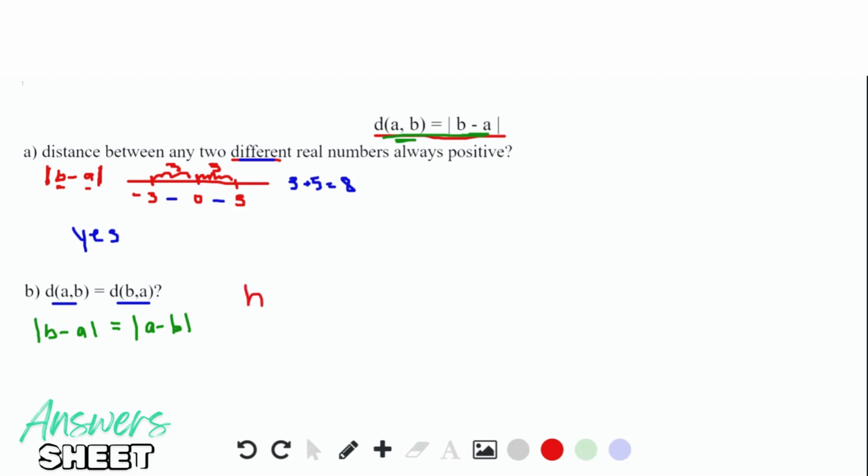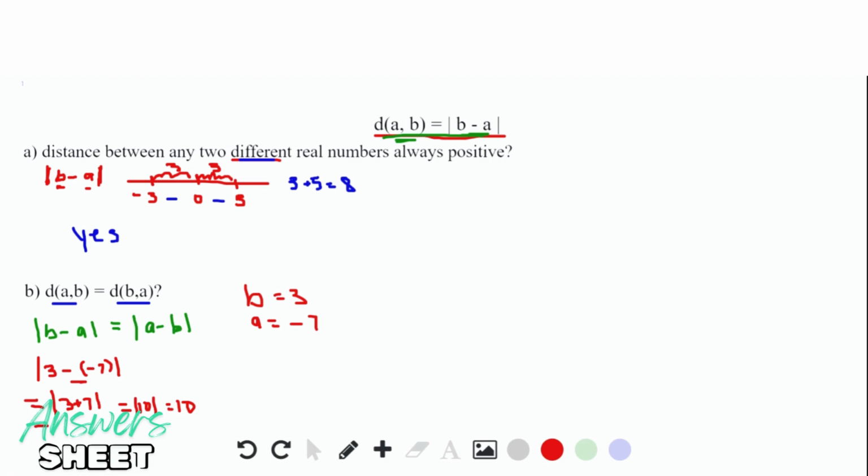So say we had b equals 3 and a equals -7. So we can plug it into the first formula, b minus a, so we get the absolute value of 3 minus -7, which is equal to the absolute value of 3 plus 7 when we distribute our negative here, which is equal to the absolute value right over here of 10, which equals 10.